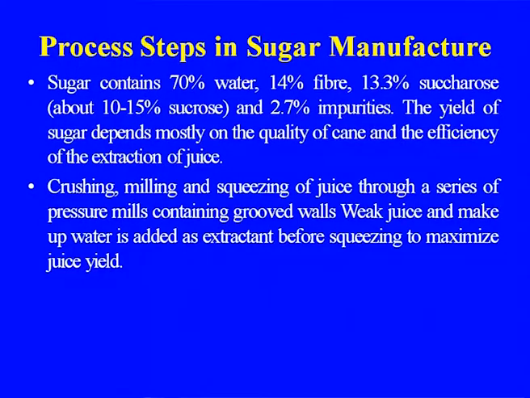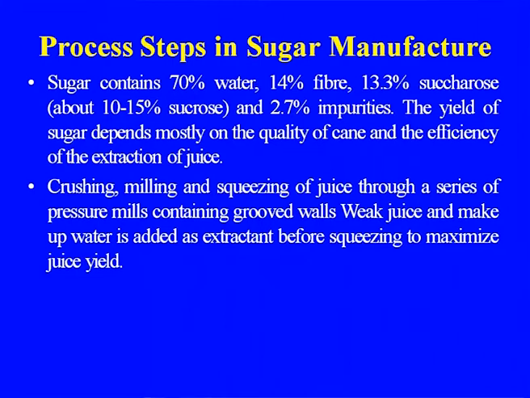Let us discuss in more detail the process steps. Sugar cane contains 70% water, 14% fiber, and 13.3% sucrose, about 10 to 15% sucrose. This is the reason why normally the recovery is around 12 to 13 in most of the mills. So if it is 12 to 13, it is okay.